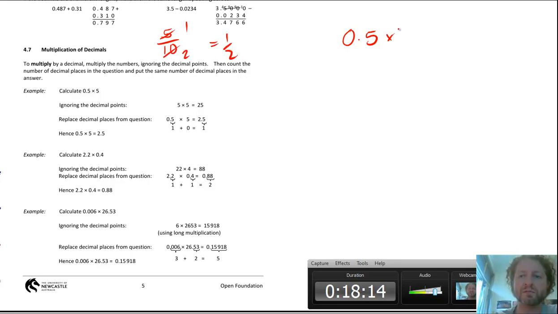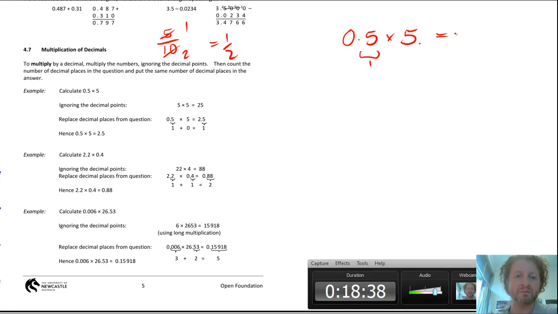So if I'm saying what's 0.5 times 5, I know that a half of 5 is 2.5, so I already know my answer. But let's look at the method, because they're not always going to be that nice. Count the number of decimal places in your question. There's 1 decimal place there. There's no decimal places on 5, it's a whole number. So I've only got 1 decimal place in total in the question. I should have 1 decimal place in the answer.